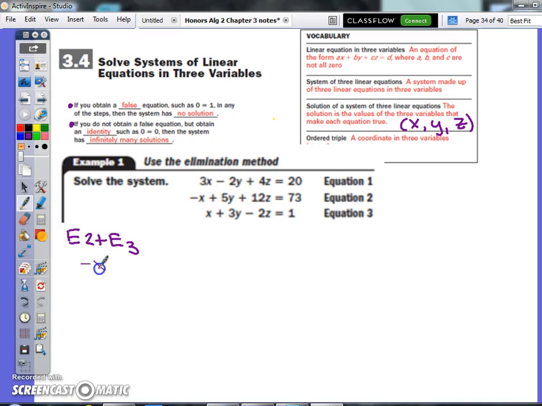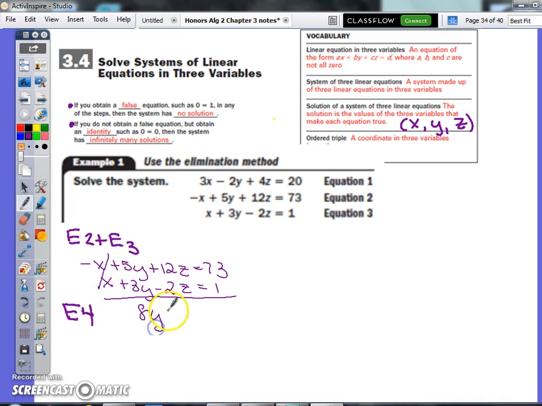So it's negative x plus 5y plus 12z equals 73, and a positive x plus 3y minus 2z equals 1. This will be called equation 4. You'll notice that the x's cancel out. This gives me 8y plus 10z equals 74. Everybody agree?